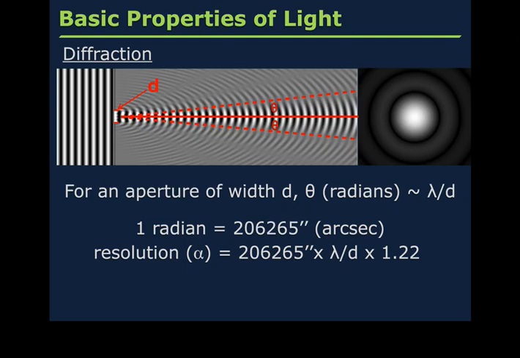We want to express it in radians, so you'll see the resolution, sometimes written out as alpha, is equal to 206,265 arc seconds, basically how many arc seconds there are in a radian, all times lambda over d. And in this equation, you'll also see a little multiple of 1.22. That's basically just a numerical correction for diffraction from a circular aperture. You sometimes hear it called Airy diffraction. So it's just a constant that we throw in to deal with the fact that we're talking about a circular hole that we're aiming light through.